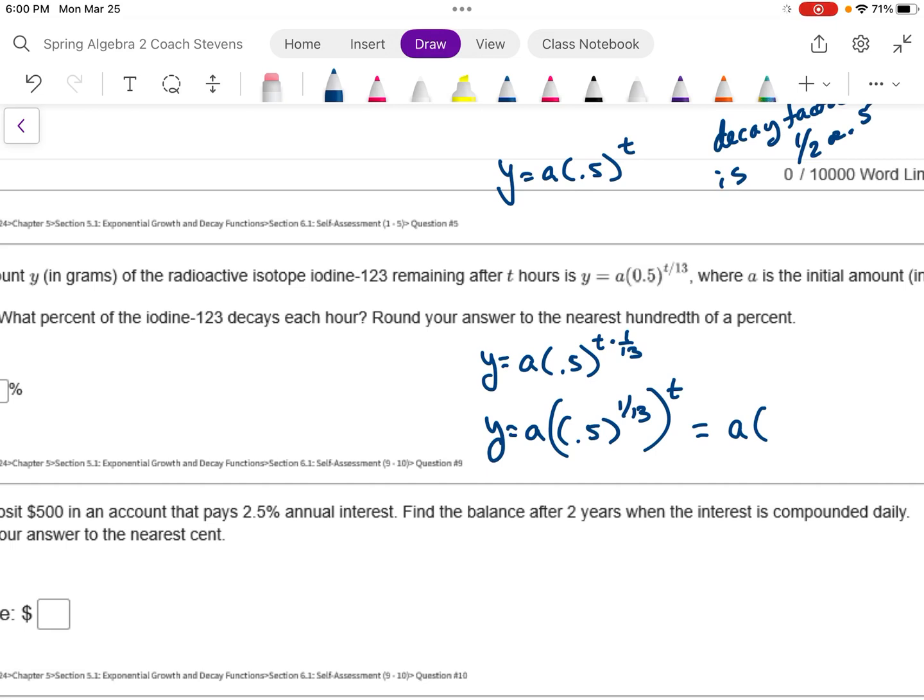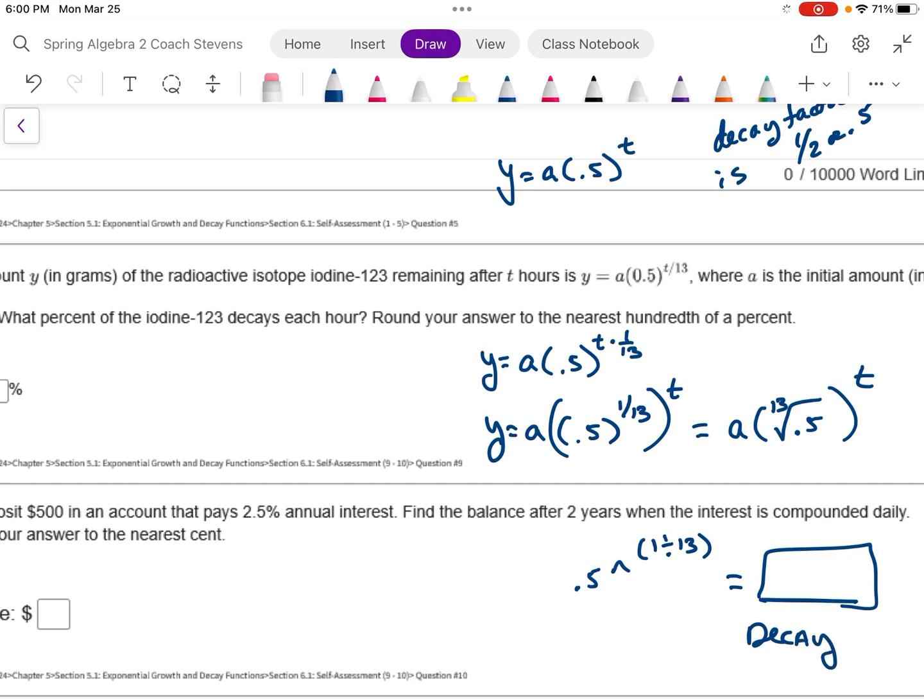Well, that we can do on the calculator. We can, and that's what they want us to do. It's also taking the 13th root of 0.5 and raising it to the t. So I would say take 0.5 and then press the little caret button and do it to the 1 divided by 13th power. And whatever that decimal is, that is our decay factor. And that's our decay factor per hour.